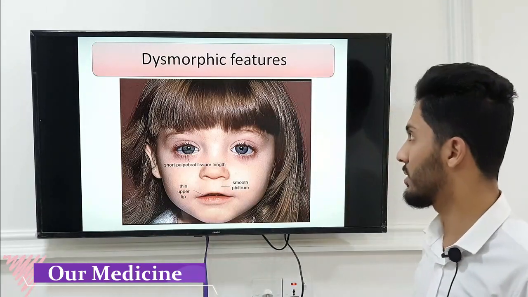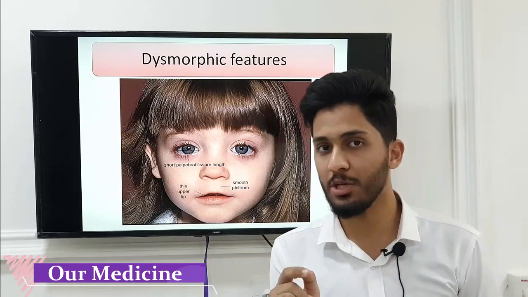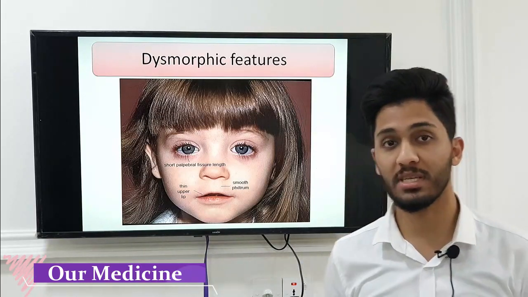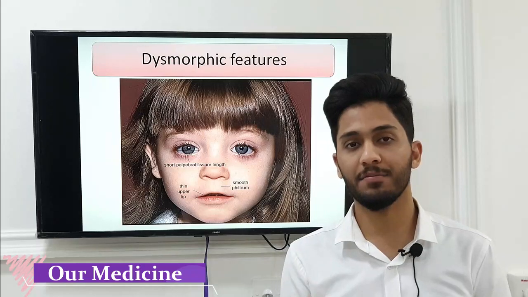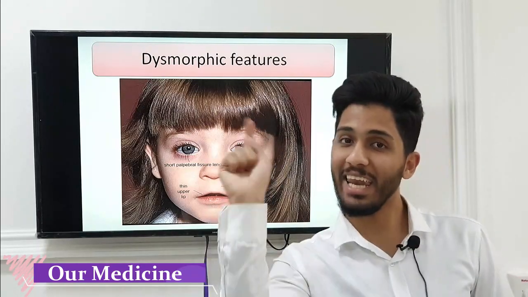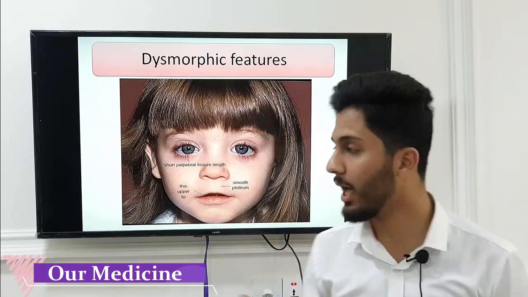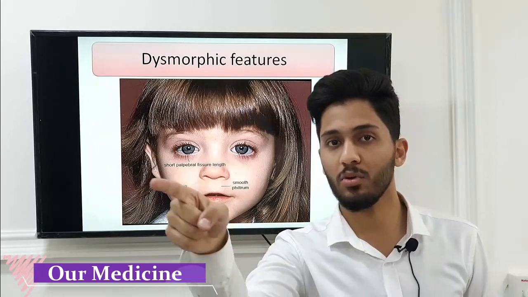Pallor, cyanosis and jaundice. Number 6, you say if the patient has dysmorphic features or not. What do I mean by dysmorphic features? In the face, certain diseases have dysmorphic features that directly diagnose them. So, some diseases have dysmorphic features. Through the face, you can diagnose the disease.